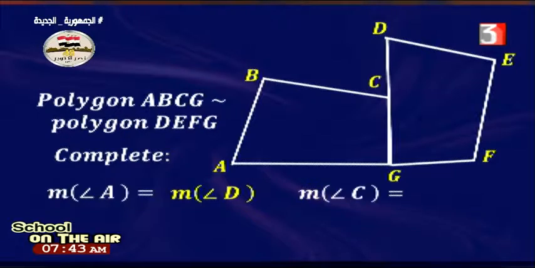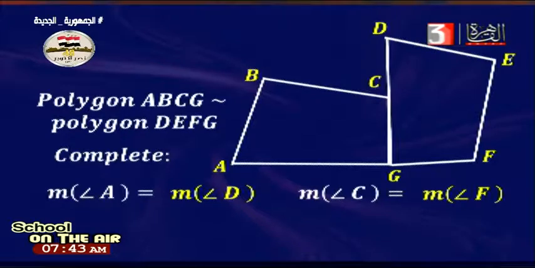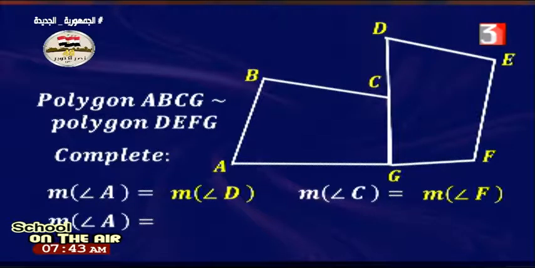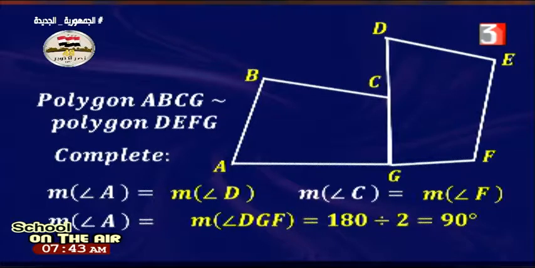Then measure angle C equals what? Can you answer? Yes, that's correct. It is equal to measure angle F, as it is the third letter with the third letter. They are equal, and if you look carefully at the opposite figure, you are going to notice that they are equal in measure. To find their measure, the measure of the angle is 180 degrees, so measure angle A equals measure angle D, which equals 180 degrees divided by 2, to give an answer of 90 degrees.